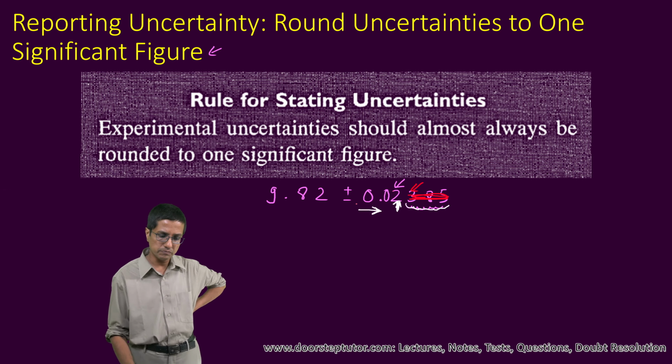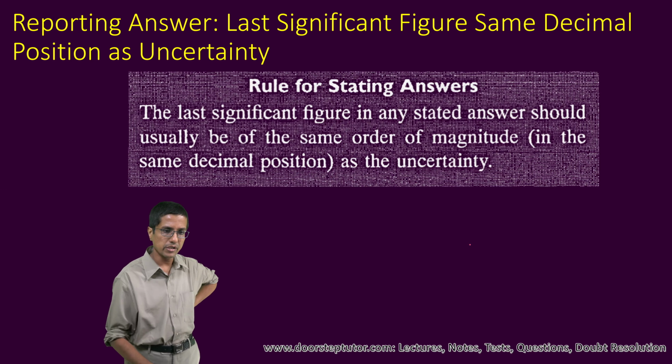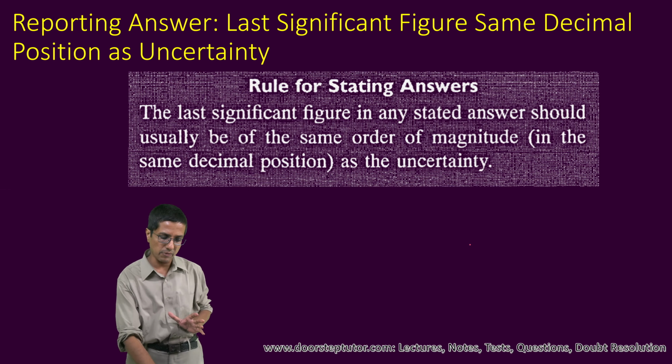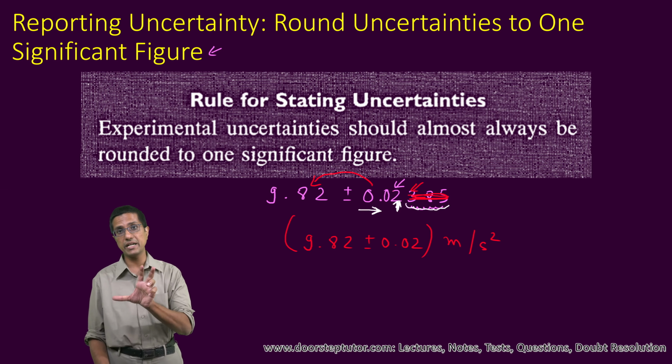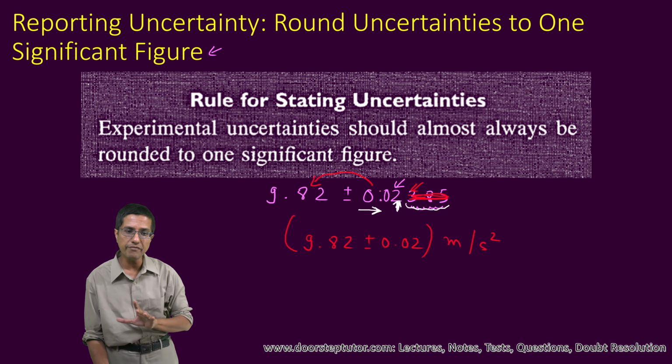Now the second rule. In this case, I would report my acceleration due to gravity as 9.82 plus minus 0.02 meter per second square. The second rule is that based on the error I have come up with, for example the error of 0.02, I now modify my measurement. Even for the measurement 9.82, I would modify it based on the error.